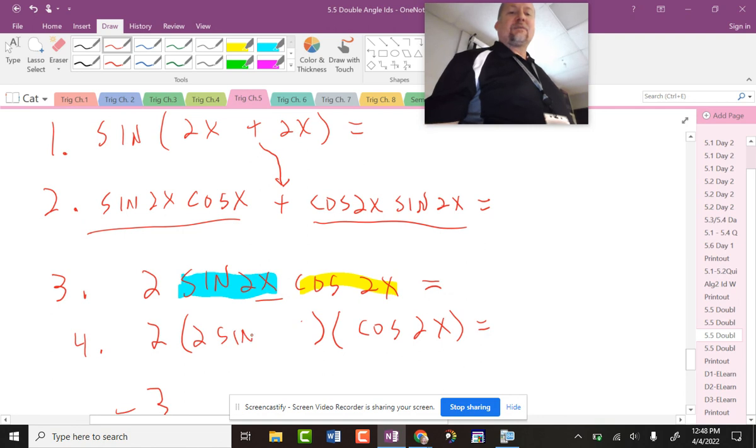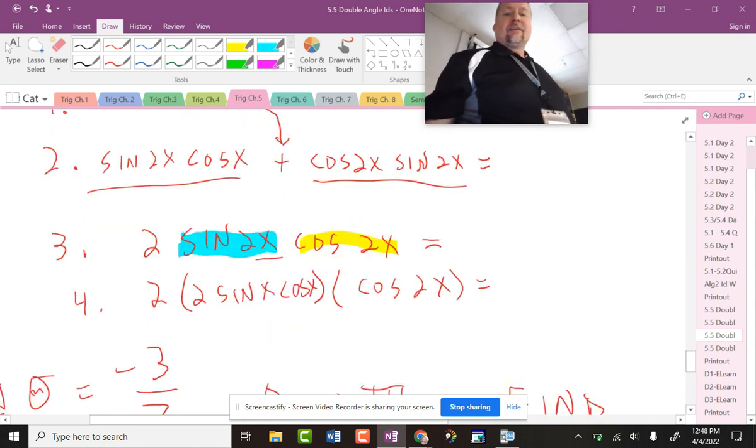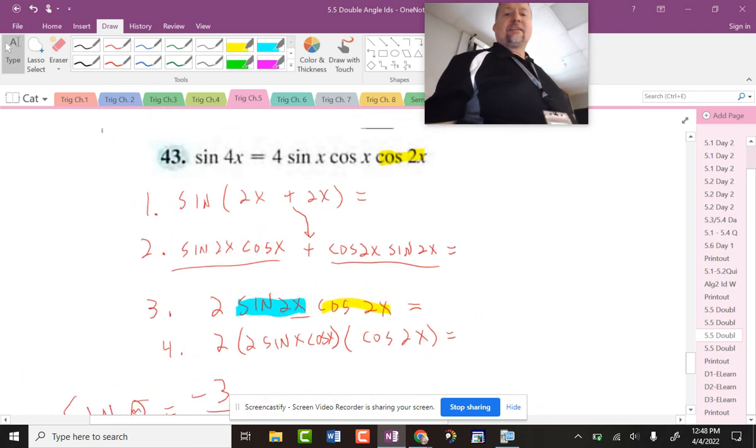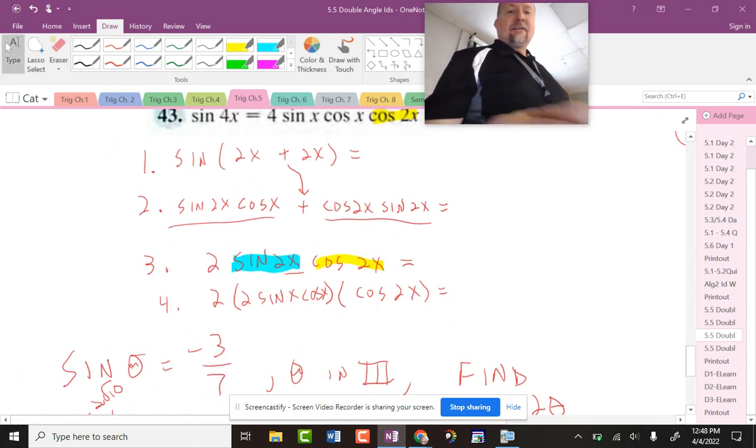Oh, and then look at that. 2 sine x cosine x. What's 2 times 2? And then this does match the other side. Then this one's in the way. So step 5. Sorry. 4 sine x cosine x.